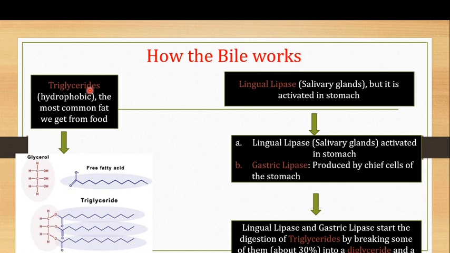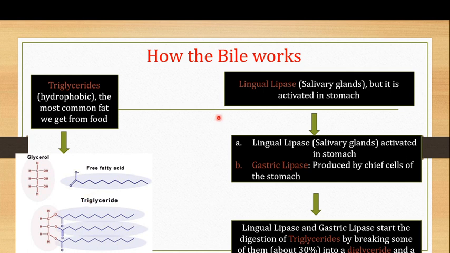Now these triglycerides are hydrophobic in nature, because if you see the structure of the triglyceride, there is a glycerol molecule, as you can see over here, and it is attached to three free fatty acid molecules. So this is one free fatty acid molecule and this is a glycerol. So when they combine with each other, one glycerol and three free fatty acids, the structure you are going to get is known as the triglyceride, and it is the most common fat molecule that we get through our food.